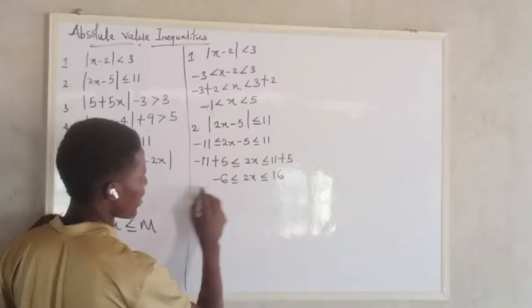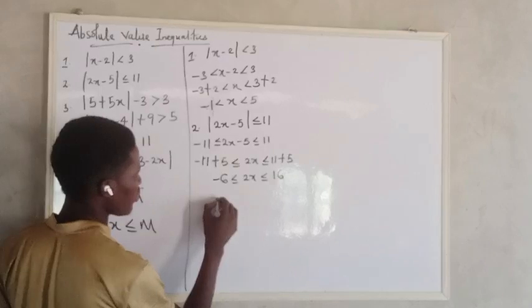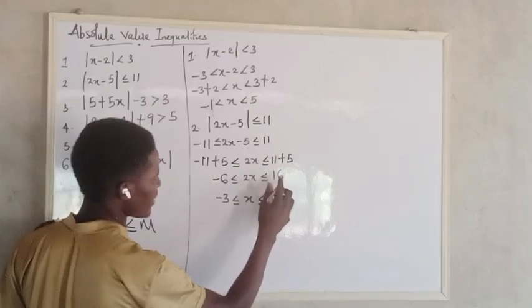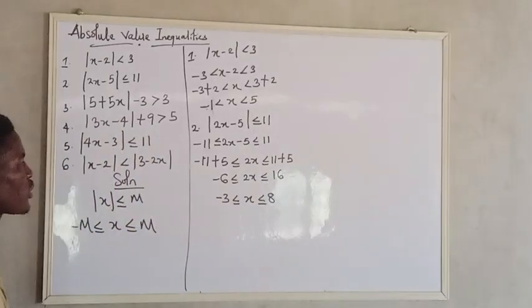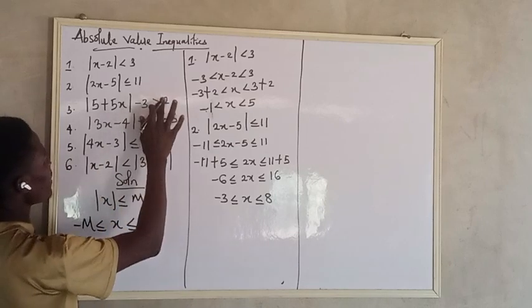So divide everything by 2. If you divide, you are going to have minus 3 less than or equal to x less than or equal to 8. So this is the solution. So the third one now.